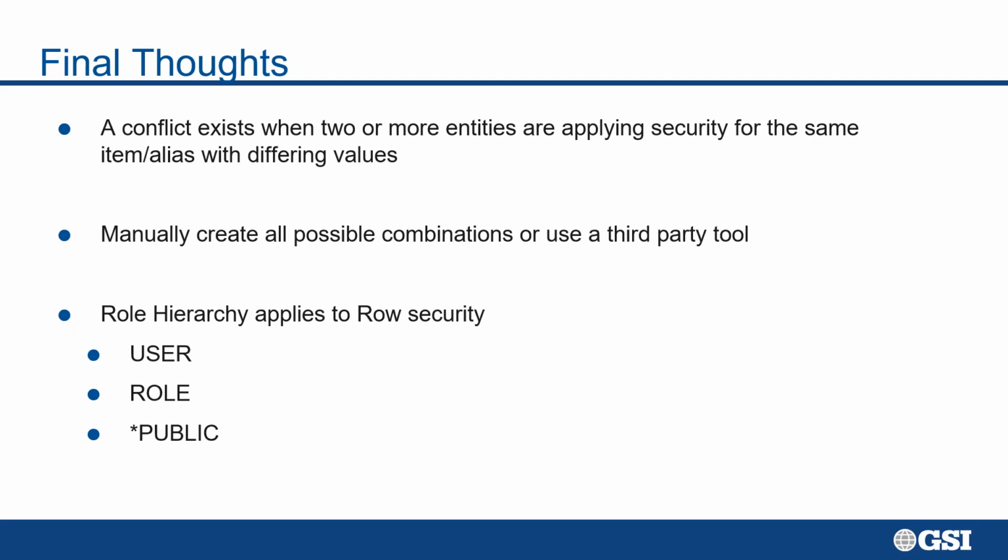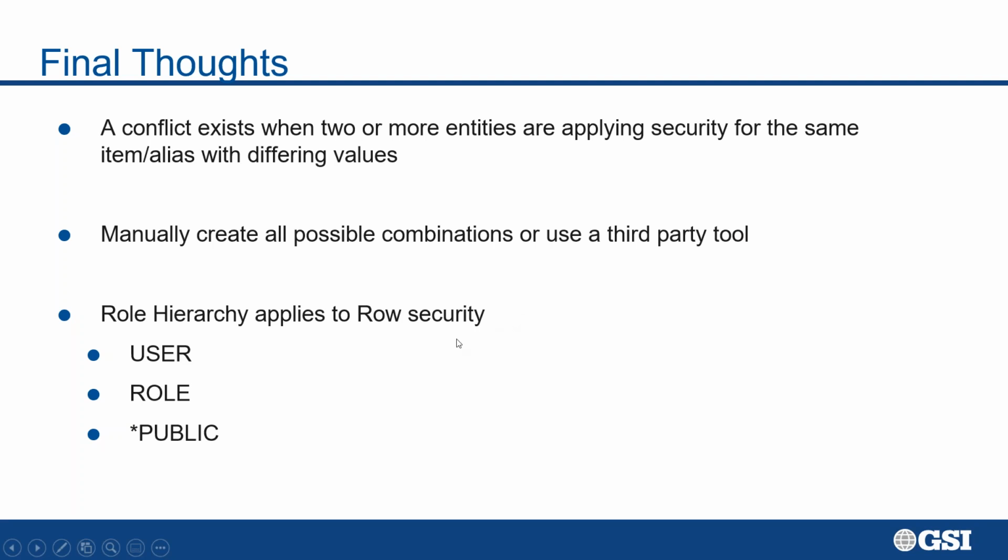And role security hierarchy applies to row security too. It looks at user level first, role, and then star public. So star public records, yes, they're good, but they do apply to everyone. But that's why the security hierarchy still comes in play.